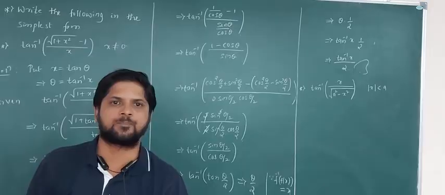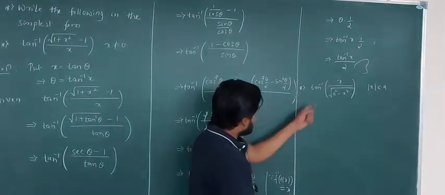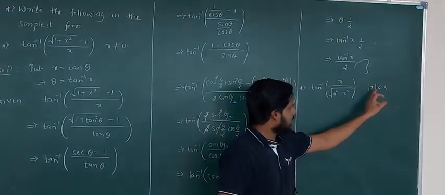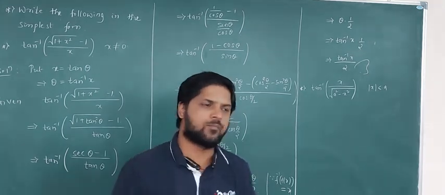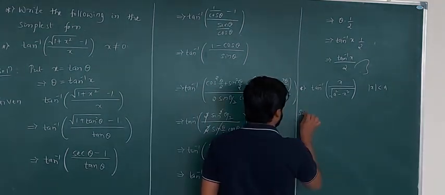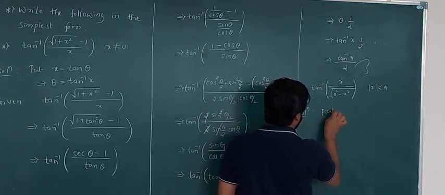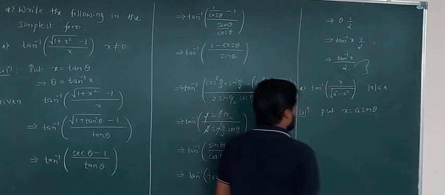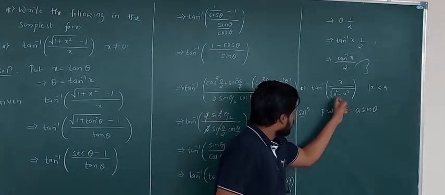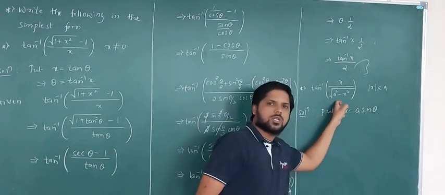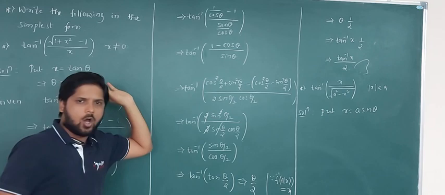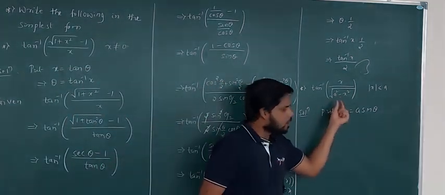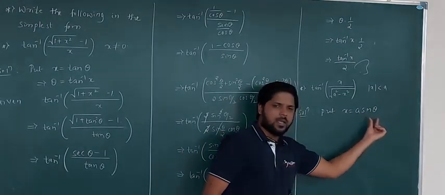So note it down. Next example: tan inverse of x divided by square root of a square minus x square, where mod x is less than a. Simplest form. Solution: here put x equal to a sin theta, because in the denominator we have a as a constant. In the previous examples we had 1 as a constant, but here we have a as a constant. That's why I am taking a into sin theta.